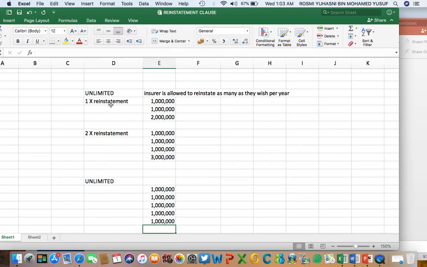So this is what it means by reinstatement. If it is 1 time reinstatement, the original cover is 1 million, plus 1 time reinstatement, meaning 1 times 1 million is 1 million. So the total cover available for that year is 2 million. If it is 2 reinstatements, the original cover is 1 million, and 2 times meaning 1 million and 1 million. So this is 2 times, and this is 1 time. So that is the basic that you have to understand when it comes to calculating the additional premium for reinstatement.